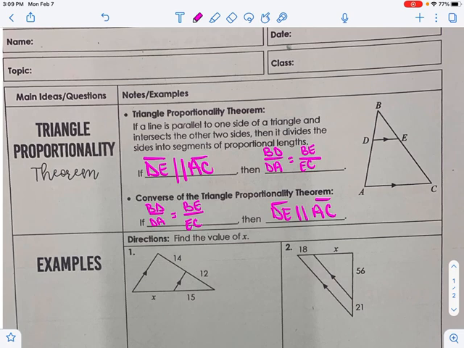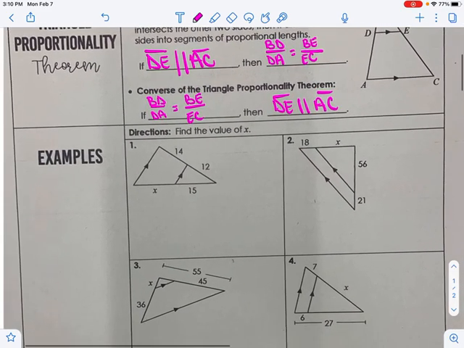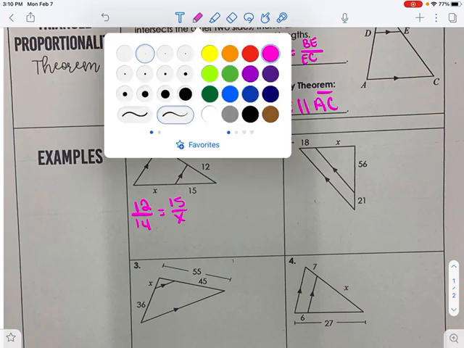So first on this front page, we're going to focus on that top half, and then on the back of this page, we're going to focus on the bottom half. First we're going to find the value of x, given that we do have parallel lines. Again, we just take the top and bottom of one side, for example, 12 and 14, equal to the top and bottom of the other side. And just like we've been doing, we're going to cross multiply.